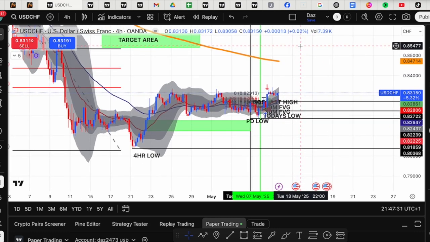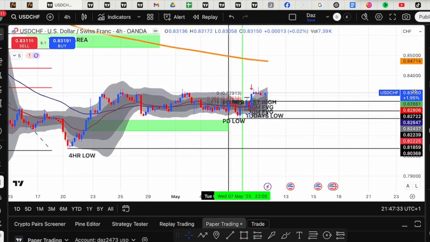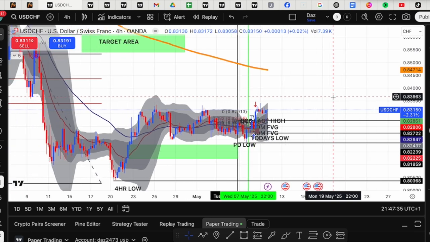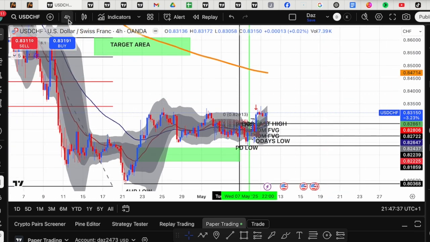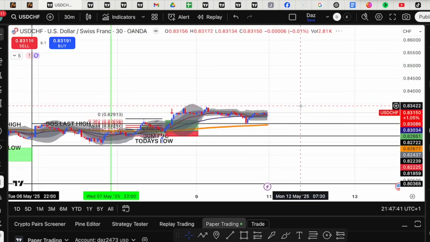The impulse indicator is part of the community, and if you want to know more about that, let me know. So we're looking for a buy. Then we go on to the 30-minute.